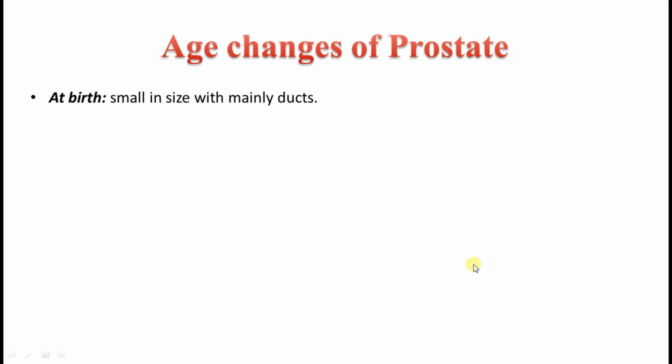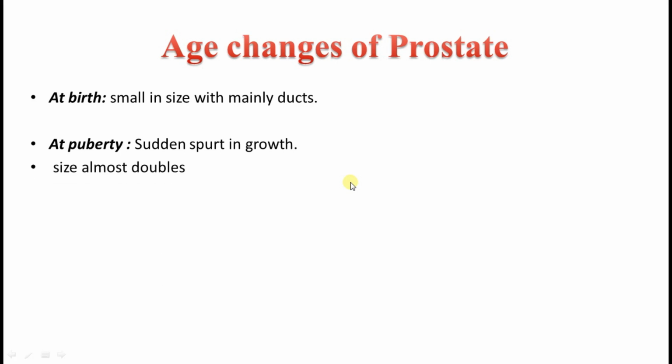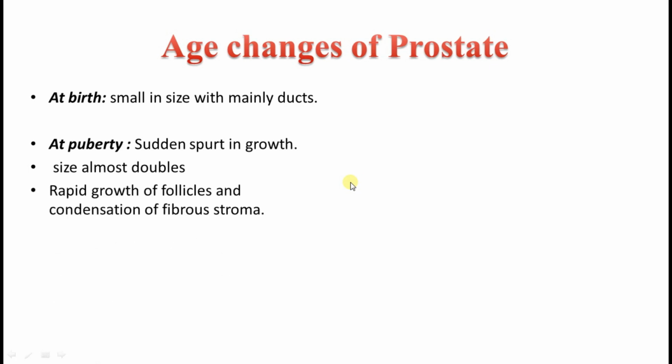You don't see numerous follicular or glandular material. Mucous glands, you can see simple tubular glands. A sudden spurt of growth takes place at puberty. At puberty, numerous follicles tend to grow, especially in the outer zone, and the size almost doubles that at birth. As I told you, there is rapid growth of follicles and the fibrous stroma gets condensed.